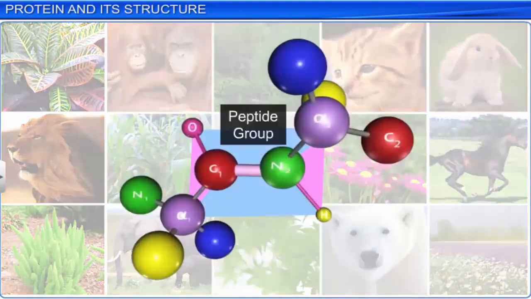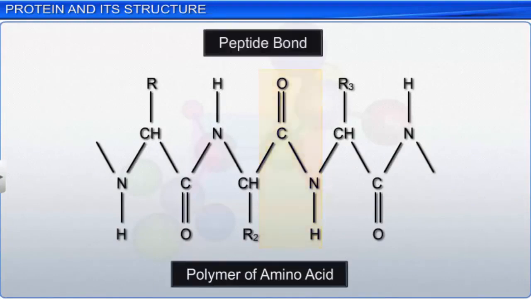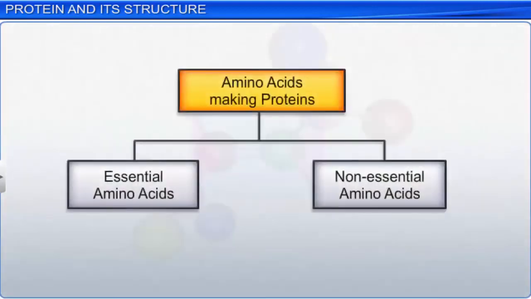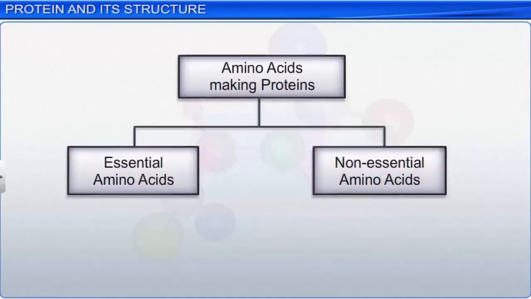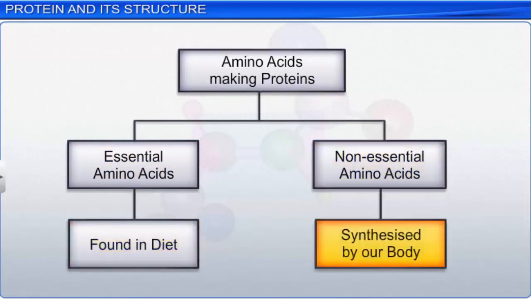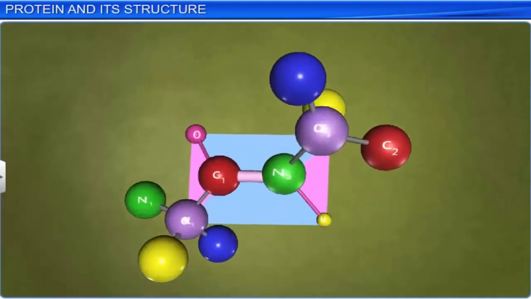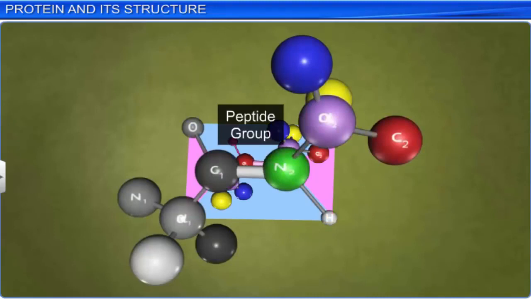Proteins are important biomolecules needed by all living organisms. They are polymers of amino acids arranged in a linear chain and linked by peptide bonds. Therefore, they are also known as polypeptides. Amino acids that go into the making of proteins can be essential or non-essential. Essential amino acids are found in our diet, while non-essential amino acids are synthesized by our body. There are 20 types of amino acids that come together to form proteins, and so they are also known as heteropolymers. In a heteropolymer, there are different types of monomers repeating n number of times.